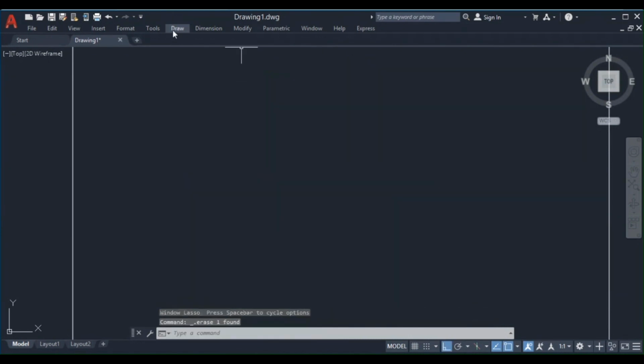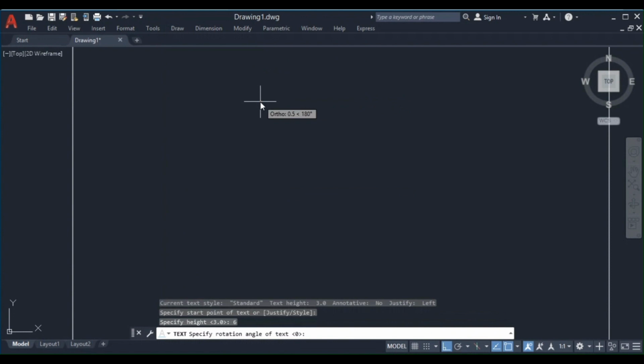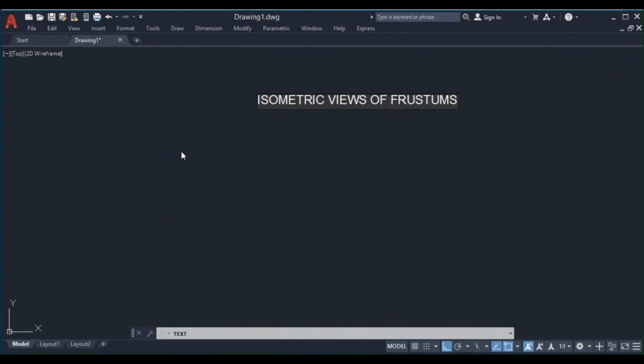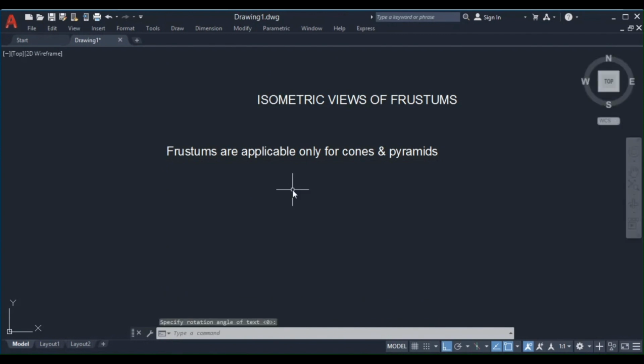Now keep the heading as isometric views of frustums. See, I'm going to write here: frustums are applicable only for cones and pyramids, not for prisms.